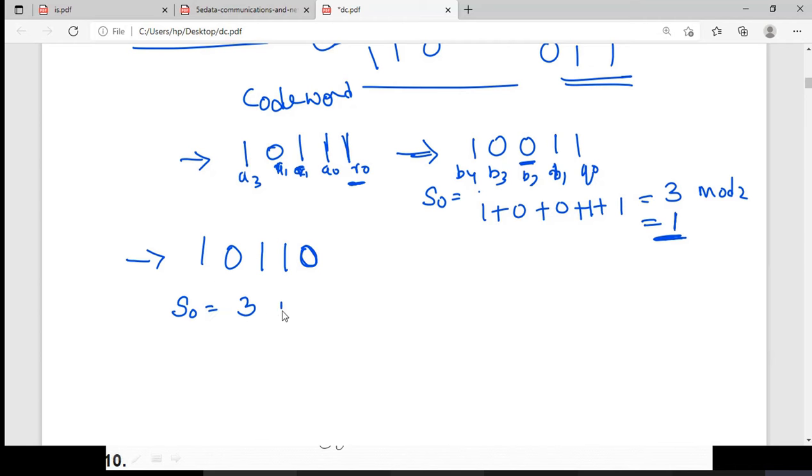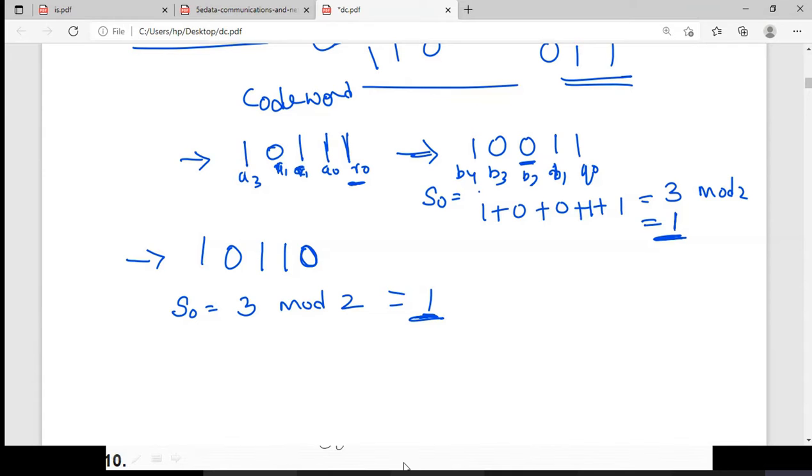So it is going to get 3 mod 2. Okay, so still it is telling there is an error in the received data. This 1 indicates there is an error. It will discard the data whatever it is received.